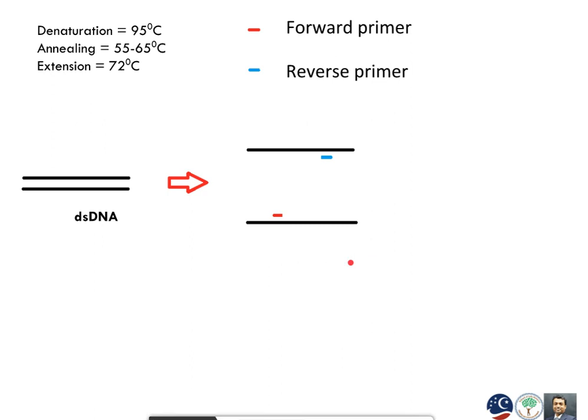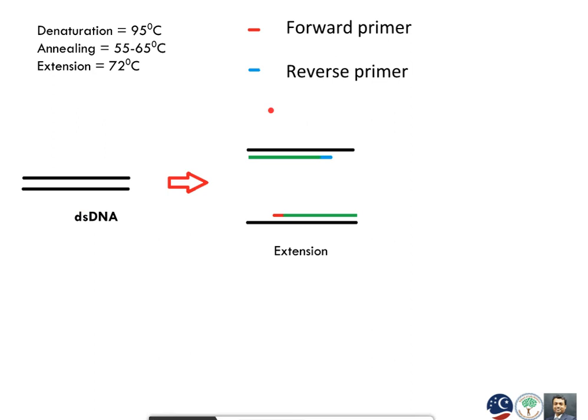The next step is the extension step, where we are again increasing the temperature to 72 degrees centigrade, which is actually the optimum temperature for the DNA polymerase we are using in this reaction, which will use these primers and extend the DNA. So after the end of this extension cycle, what are we getting? From this one double-stranded DNA molecule, we are getting two double-stranded DNA molecules. But the reaction is not complete yet.